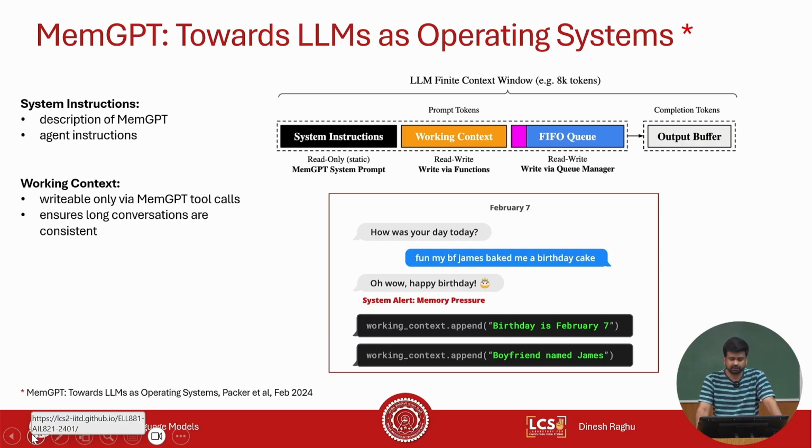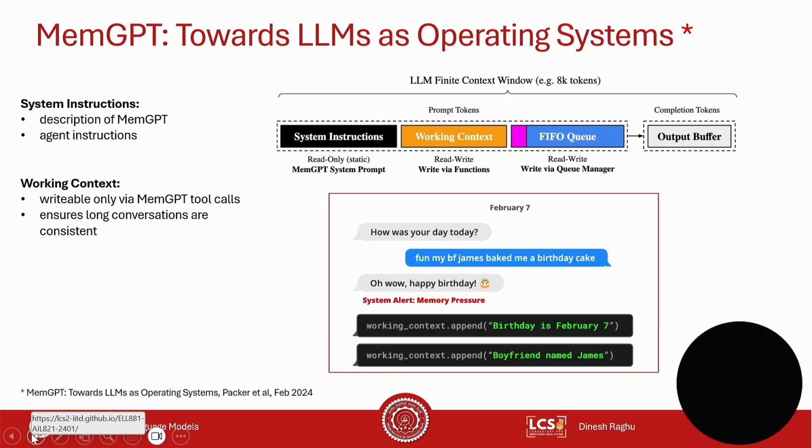And the other reason why we need working context is that sometimes your conversation gets too long, right? So then you need to save some important information from the ongoing conversation in the working context so that you don't lose whatever you've discussed in the past as well.